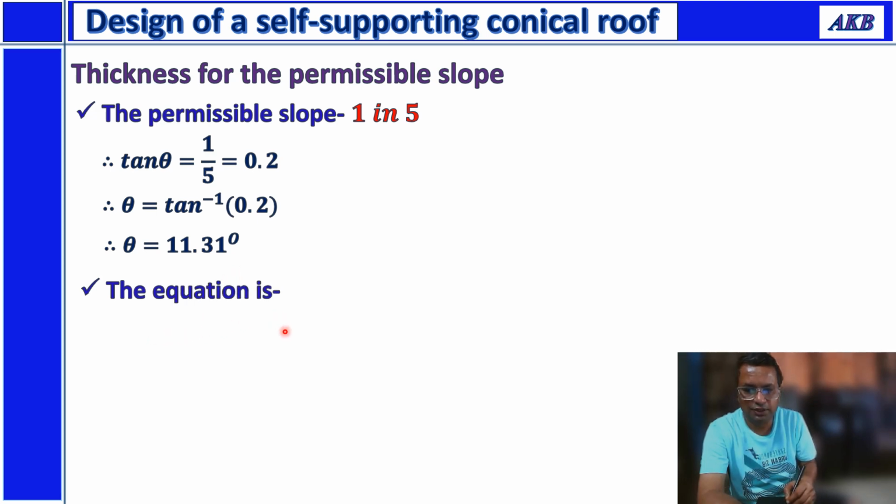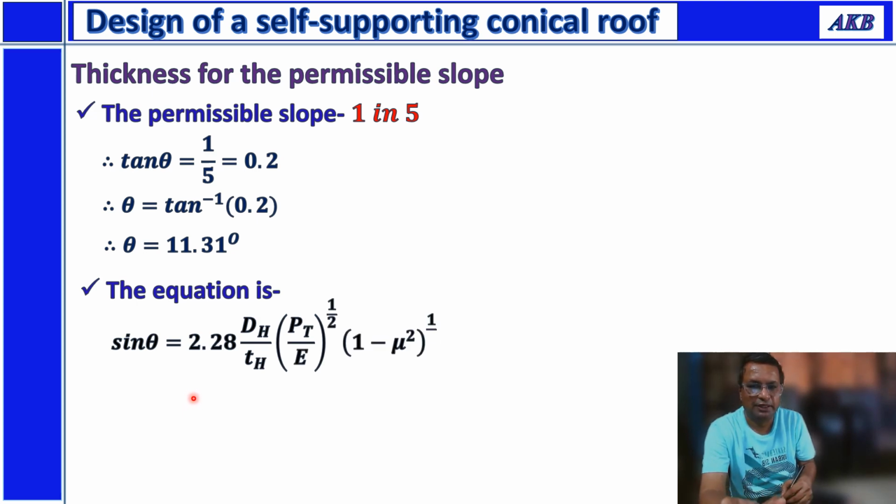Now the equation to be used is this one. I have discussed this equation in my video on design of self-supporting conical roof. You please watch that video for understanding this. So for now, please know that the equation is sin theta is equal to 2.28 into dh upon th into pt upon e raised to 1 by 2 into 1 minus mu square raised to 1 by 4. dh, that is the diameter of the roof, which in this case is equal to the internal diameter of the shell. It is 20 meter that is given to us. So that will be the same for a roof.